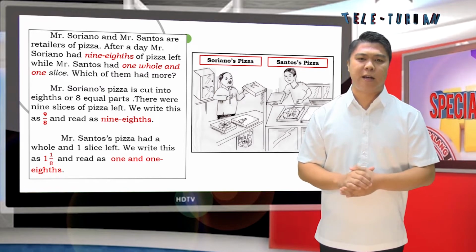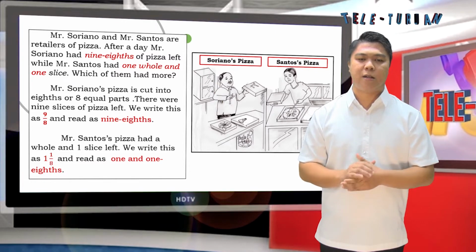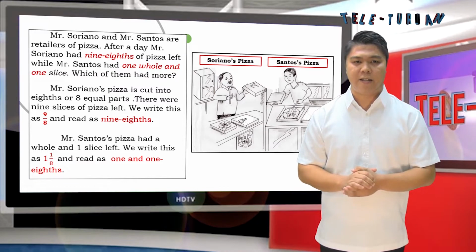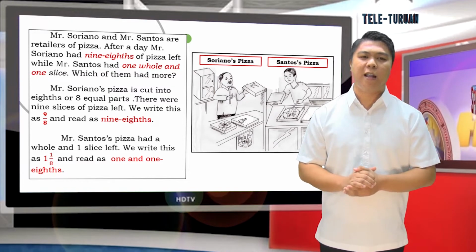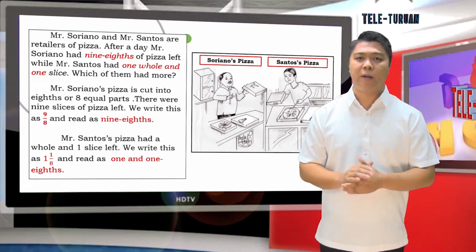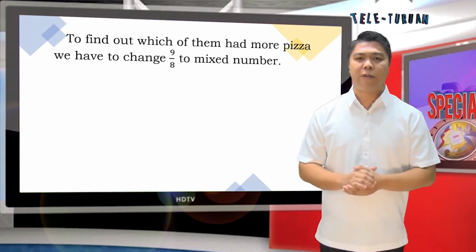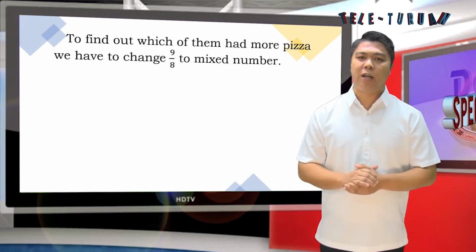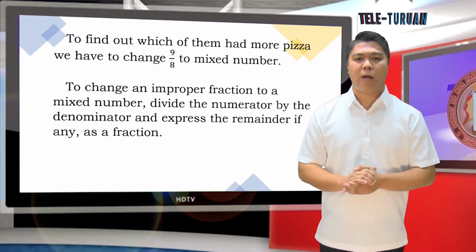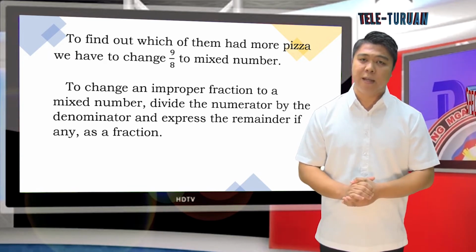Mr. Soriano's pizza is cut into 8s or 8 equal parts. There were 9 slices of pizza left. We write this as 9/8 and read as 9/8. Mr. Santos' pizza had a whole and one slice left. We write this as 1 and 1/8 and read as 1 and 1/8. To find out which of them had more pizza, we have to change 9/8 to mixed number. To change an improper fraction to a mixed number, divide the numerator and express the remainder, if any, as a fraction.